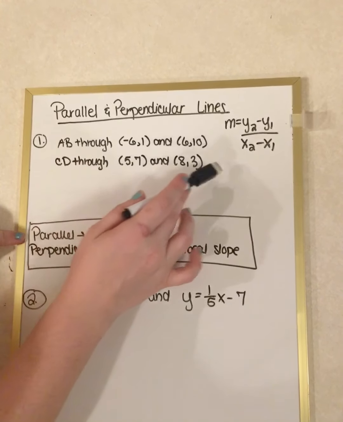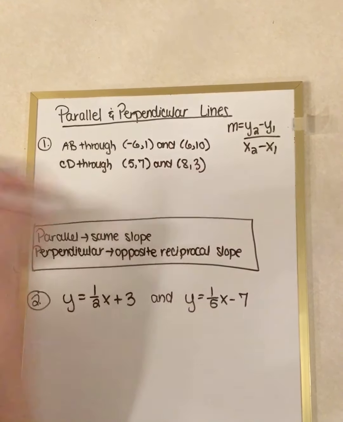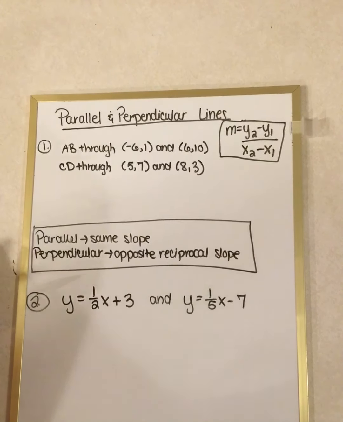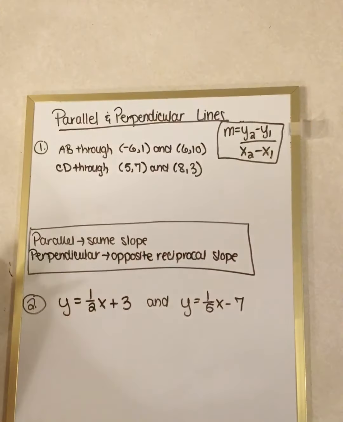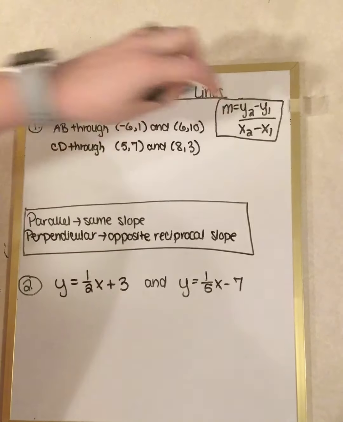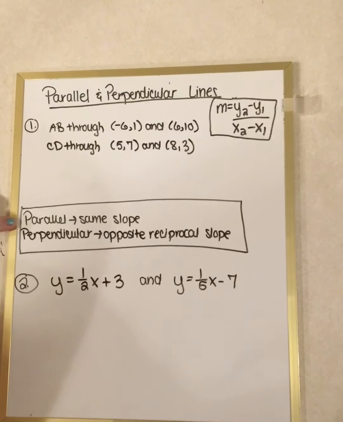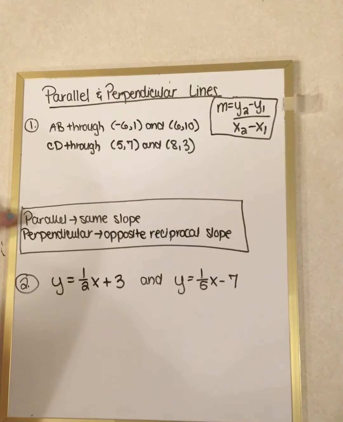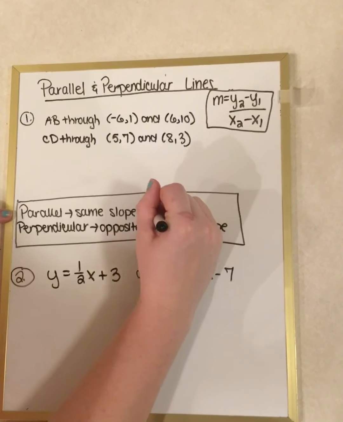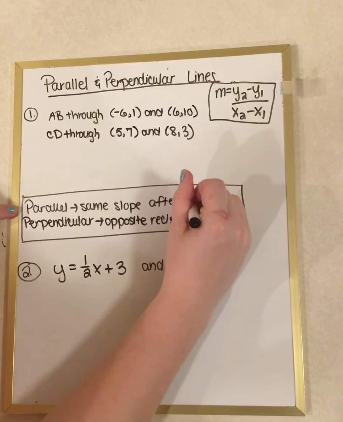Whenever we do the slope formula, which is right over here, this should be ingrained into your brain. All of you are sleeping and dreaming about the slope formula right now. I hope you haven't forgotten this. Whenever you do the slope formula, if you get the same slope for each of the lines, those two lines are parallel. And that means after simplifying. Make sure you simplify.